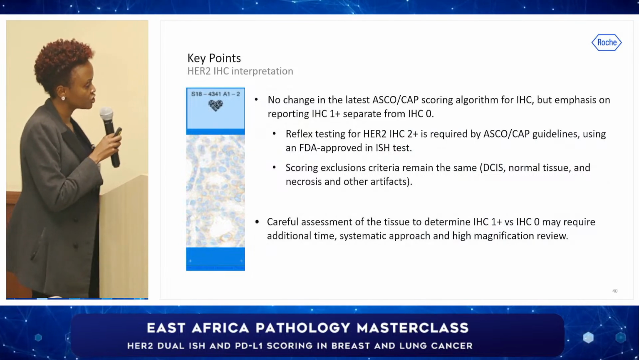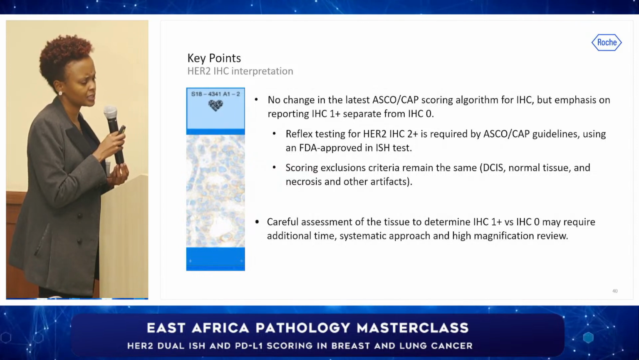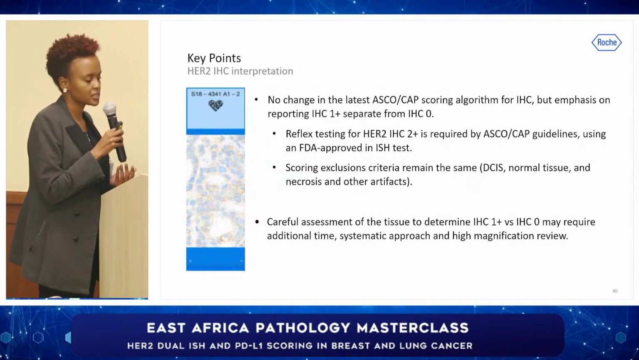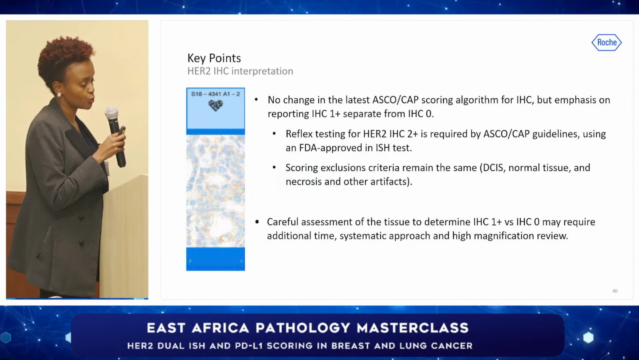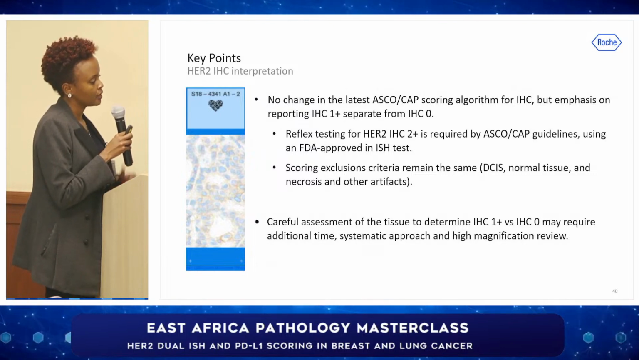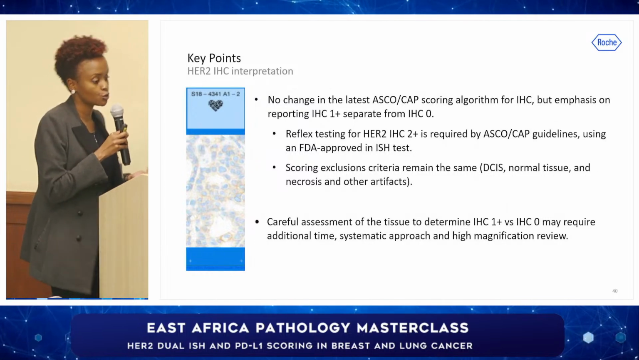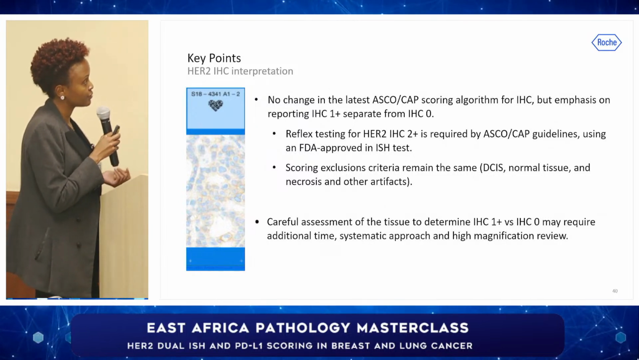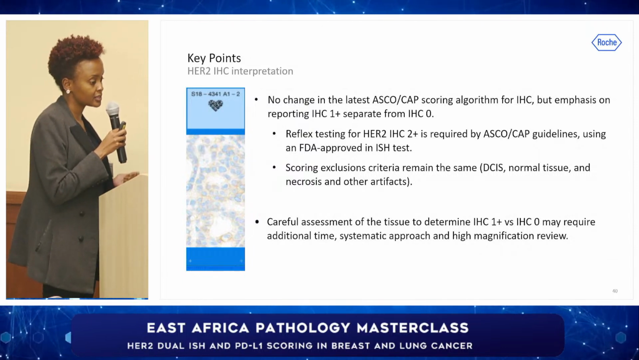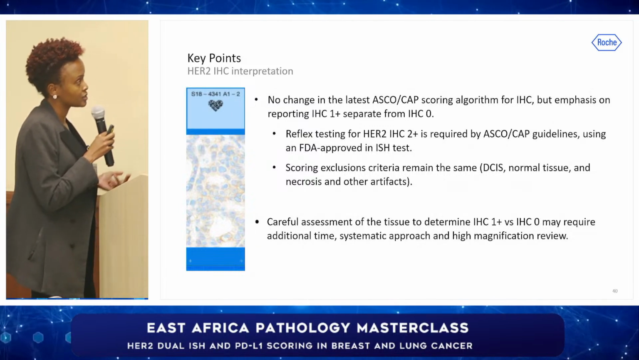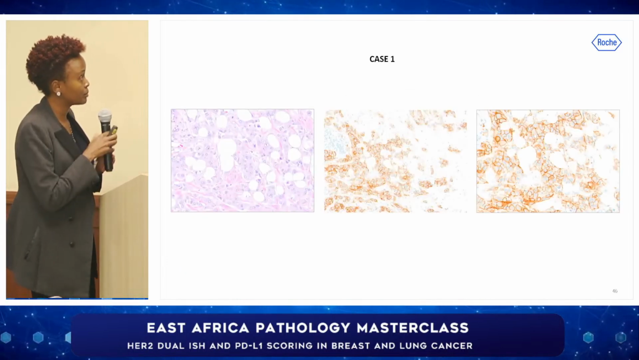So there has been no change in the latest ASCO-CAP scoring algorithm. It was updated last year, but now there is emphasis on reporting 1+ or HER2 low from 0. As we mentioned at the beginning, reflex testing should be performed for all HER2 equivocal cases using an FDA-approved ISH test, and it's important to exclude DCIS, artifacts, as well as normal tissue in your overall scoring.